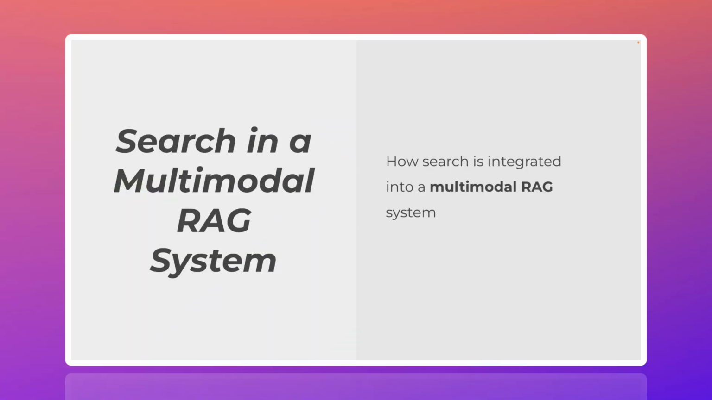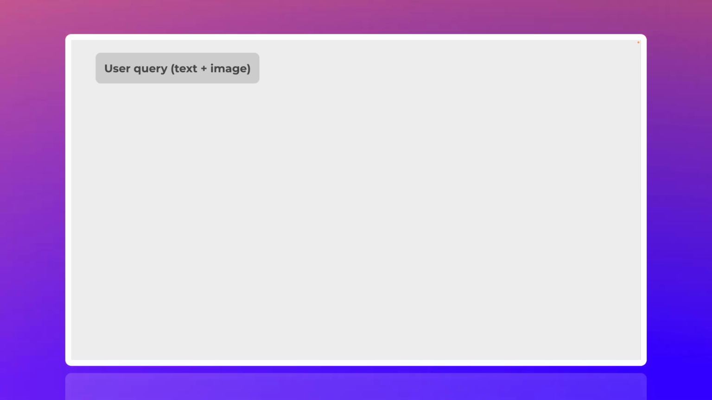So now we're going to look at how search is integrated into a multimodal RAG system so that we can have a full overview. Okay. First of all, let's look at this nice diagram that I put together. I'm very proud of it. I hope this is helpful. The idea is very simple: we have the user query. It comes in as text plus image. The system is going to receive input from the user, which can be a combination of text and images.